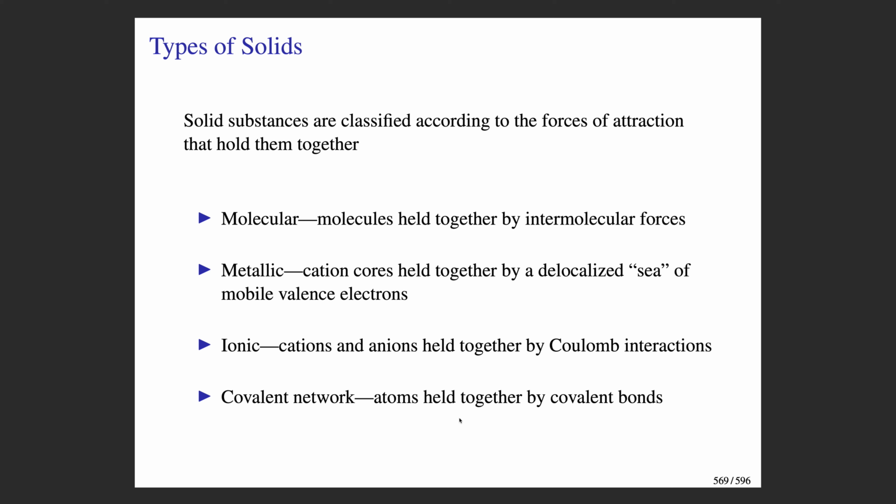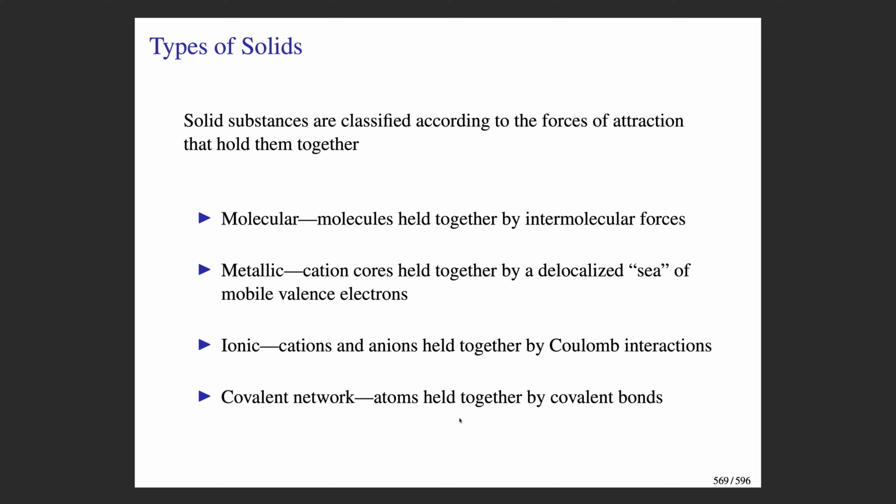Metallic solids are basically metal cations that are held together by a delocalized sea of valence electrons, where none of these valence electrons are attached to any particular atom. They're essentially shared by all of the atoms in the metal.